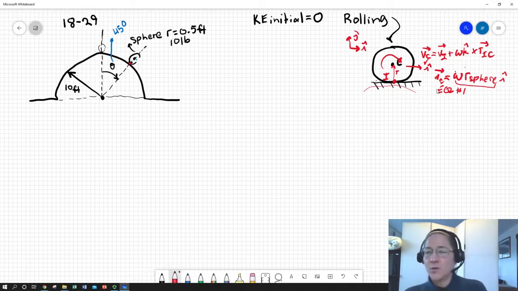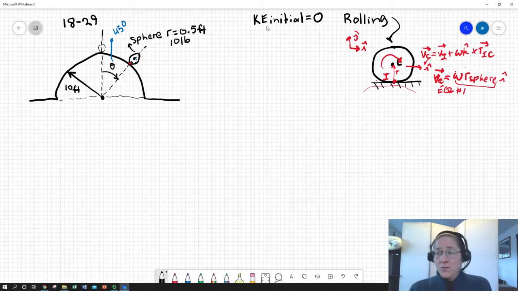Why is it going to be important to be able to relate v sub c to omega? Because that ball isn't sliding. It isn't a little particle that's sliding along a curvilinear path. It's rolling. So it's rotating about its center of mass, and that center of mass is itself moving. So we've got two components of kinetic energy that we're going to end up acquiring.